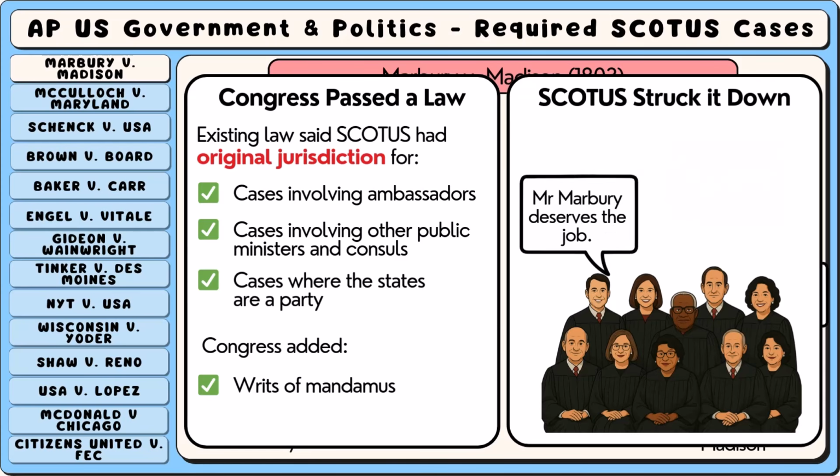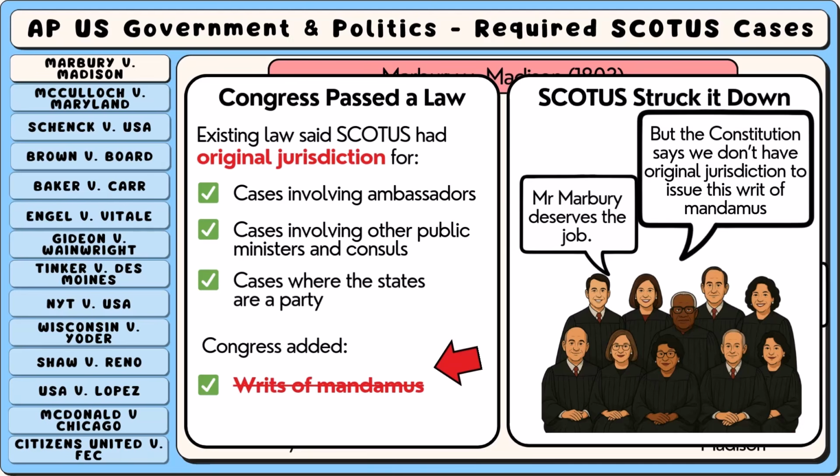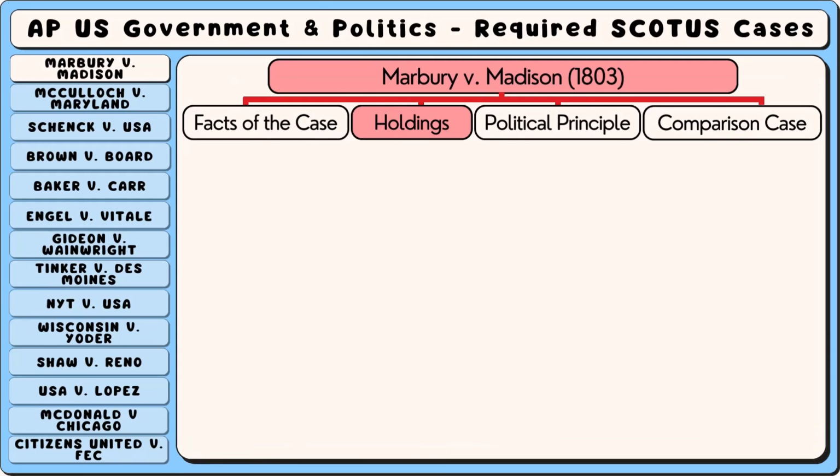So, next the Supreme Court ruled that even though Marbury should get the job, they couldn't do anything about it because they didn't have the original jurisdiction, in this case, to issue a writ of mandamus. Essentially, the court said that the law Congress passed that would have allowed them to issue the writ of mandamus was unconstitutional, because Congress couldn't increase the Supreme Court's original jurisdiction. Okay, so I understand this is a very complicated case, so let's pause and look at exactly what you need to know for this case.